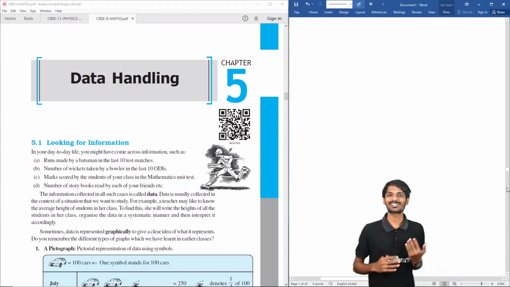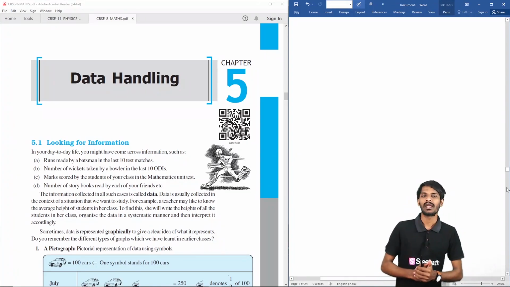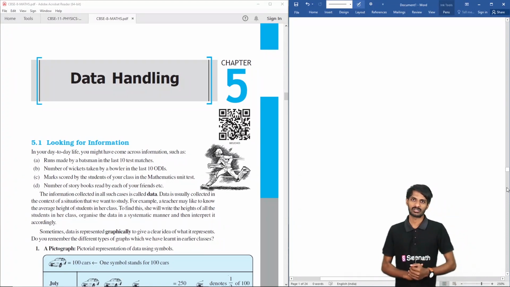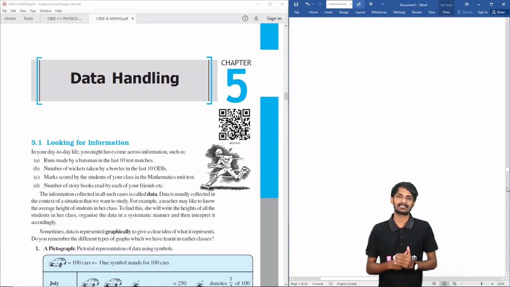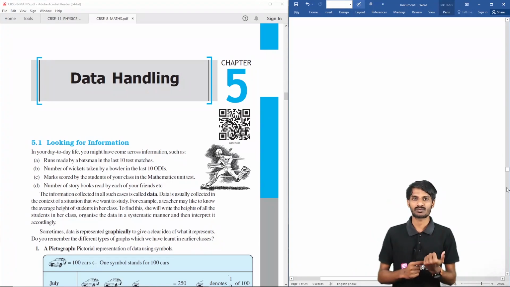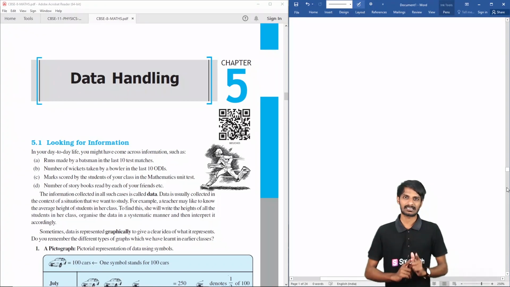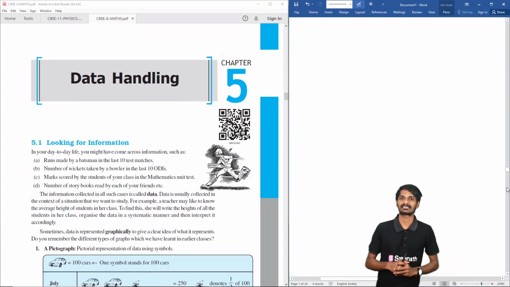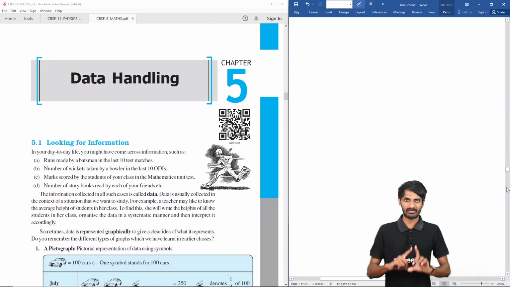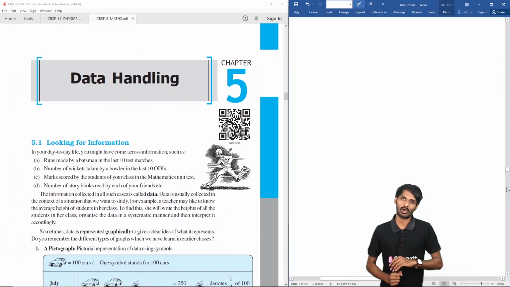Without wasting time, we are going to start this session with an overview of the chapter. Next we will discuss the chapter deeply, and at the end we will have a summary session. Students, we are not solving any exercise problems here. Exercise problems will be uploaded in the next series.